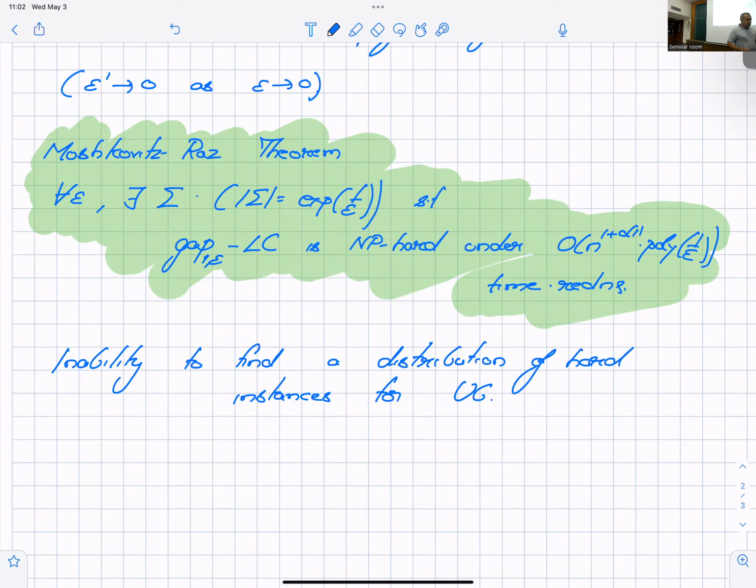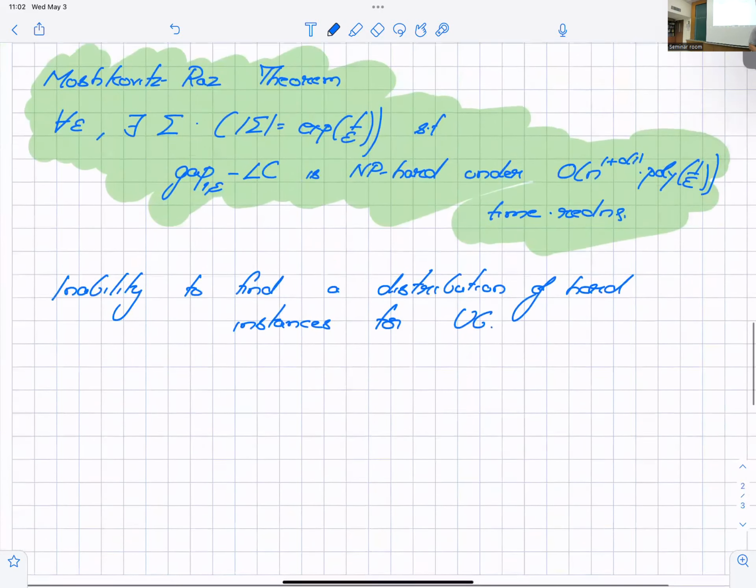Okay, so because of these factors, the combination of these three things, the Moshkowitz-Raz result, the Aurora borealis algorithm, and this inability, led people to question whether UG is possibly true or not, or whether there's a chance that UG might be false.